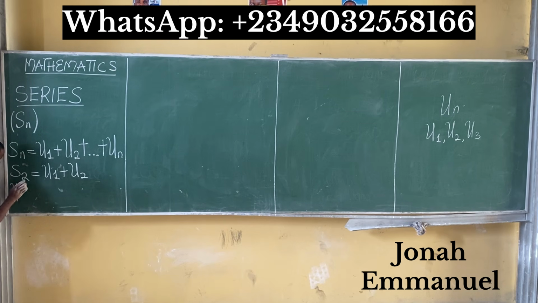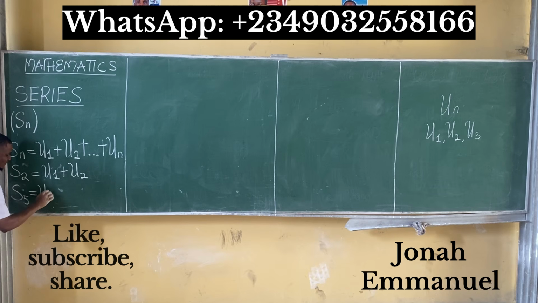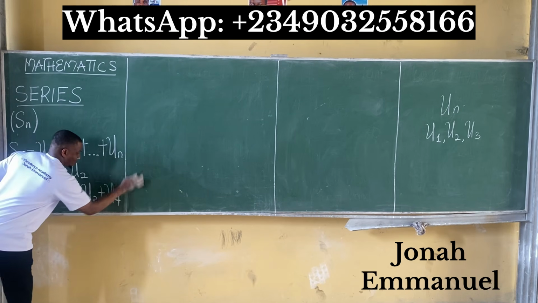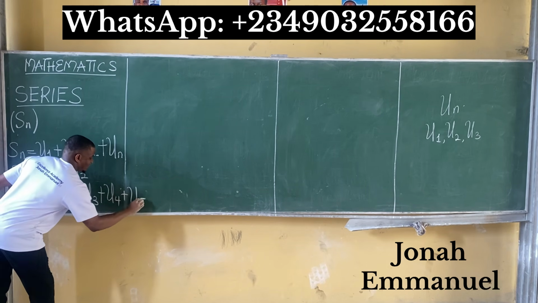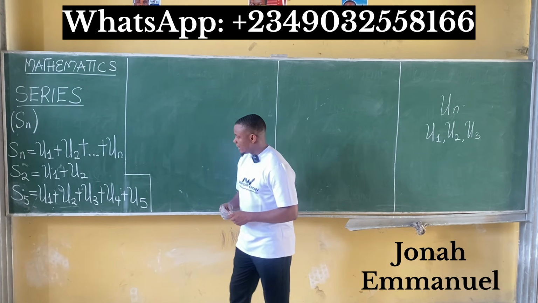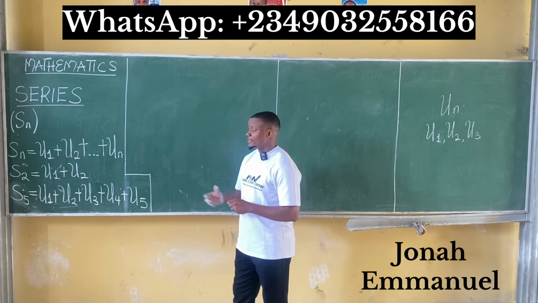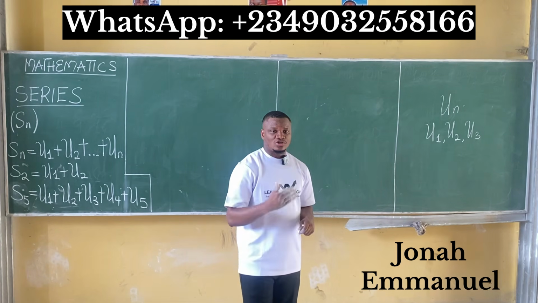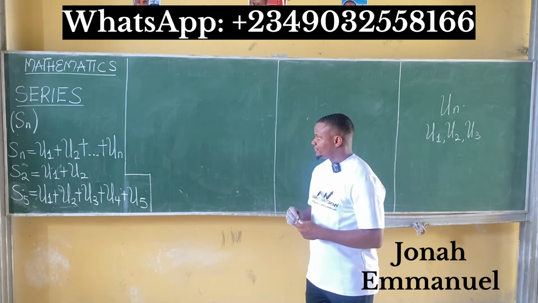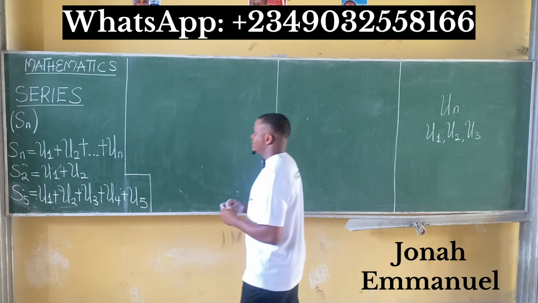It means that S5, the fifth series, would be first term plus second term plus third term plus fourth term plus fifth term. So when it comes to getting the series of a particular sequence, you're just going to be summing them. Just add the terms of that sequence. That's all. All right. Let's take an example.